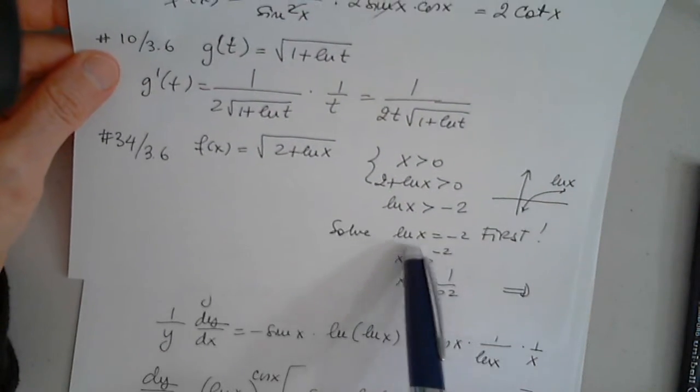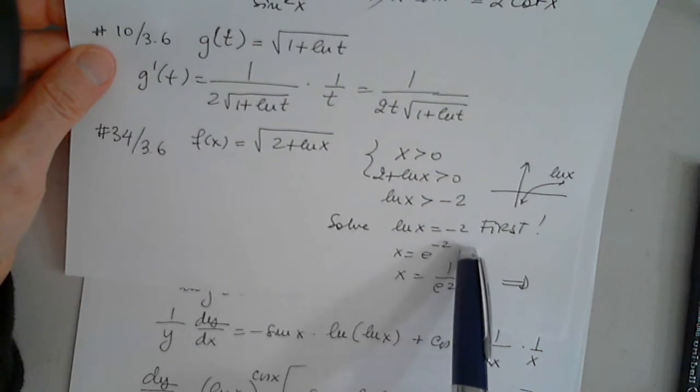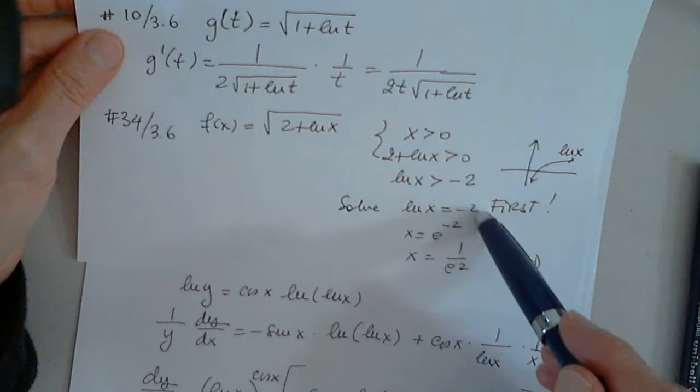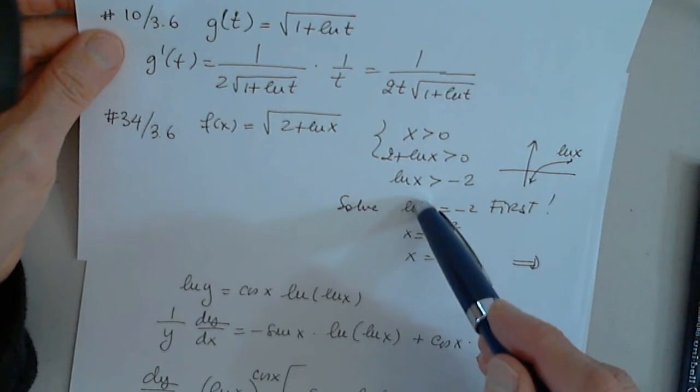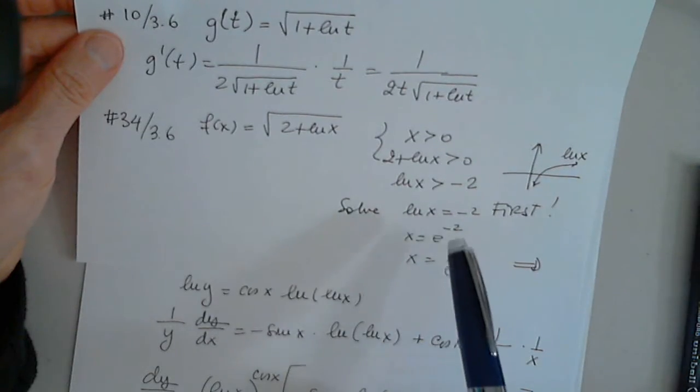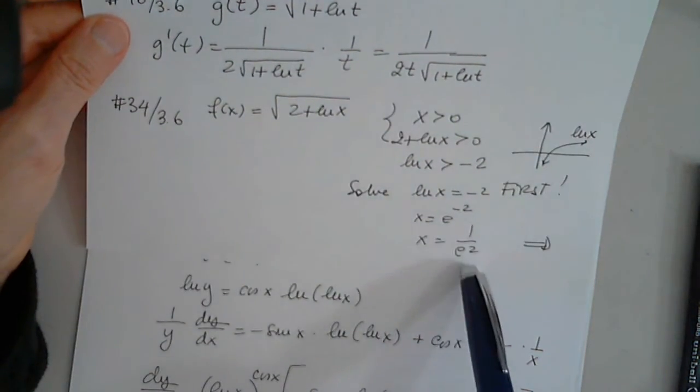First, I have to solve the equation natural log x equals -2. And I change this into e raised to this power equals x. So x becomes e to negative 2, or 1 over e squared.